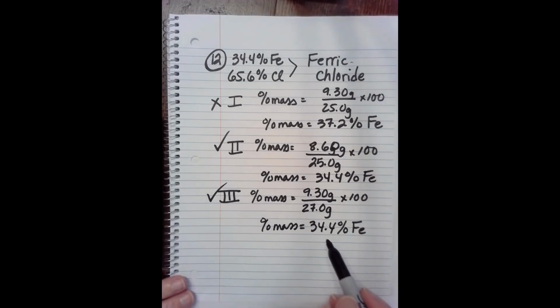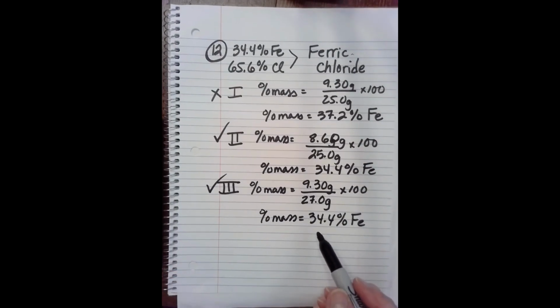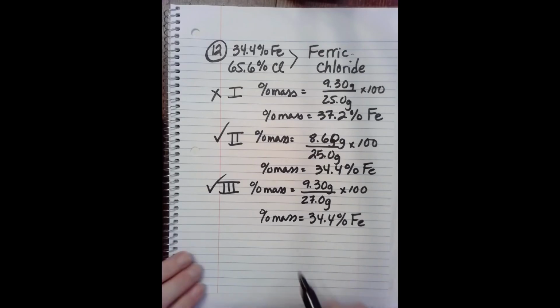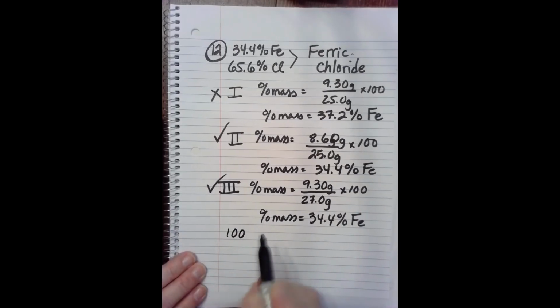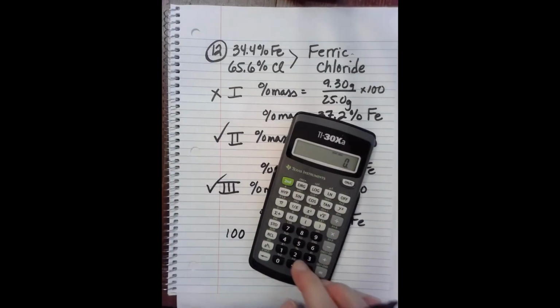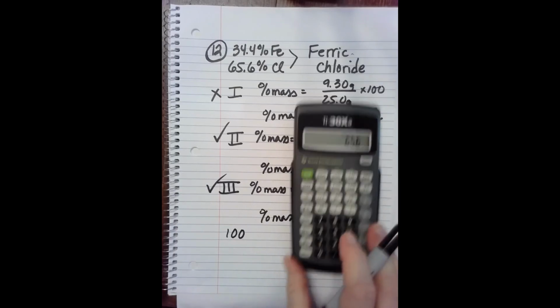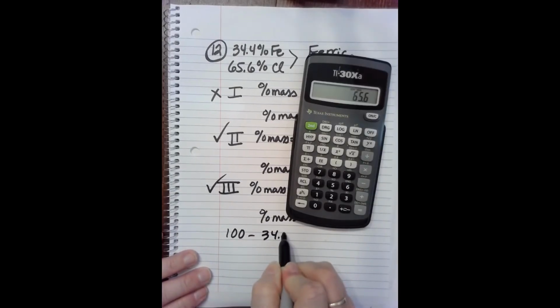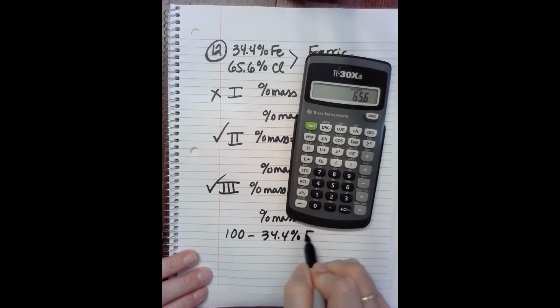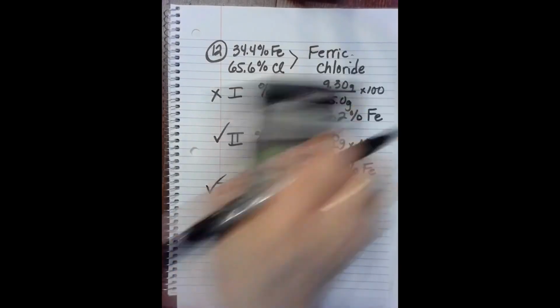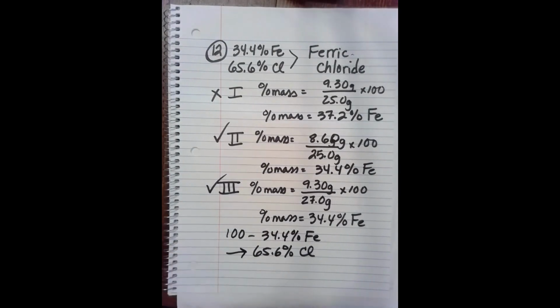Now, you would say, well, how do we know that the chlorine is the same? You could do the work for the chlorine, but we could also subtract. If we have 100%, 100 minus 34.4 equals 65.6. So if 34.4% is the iron, then 65.6% has to be the chlorine. So we don't even have to do the work, or you could have done the work for the chlorine if you wanted to. It wasn't magic. All of you could have chosen chlorine to work with. Either of those would have worked to get us the answer.